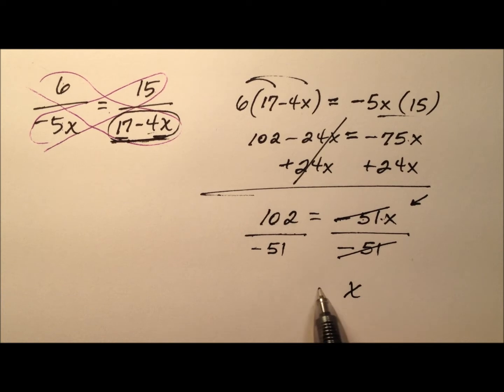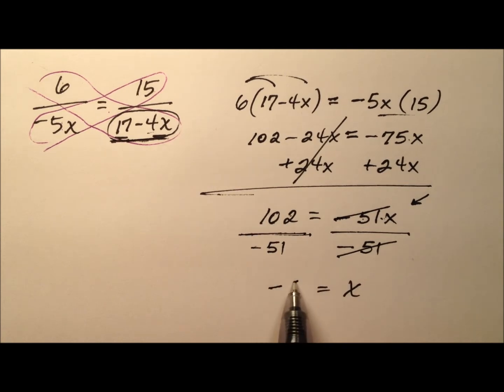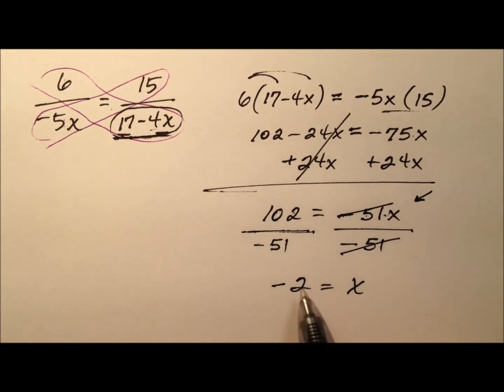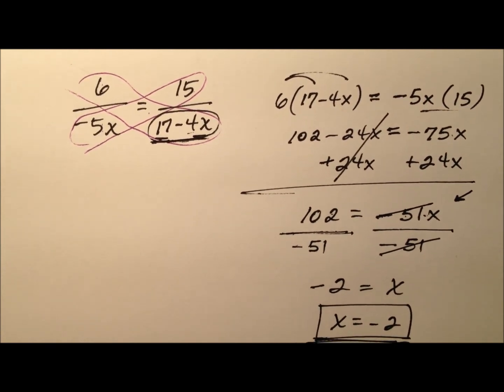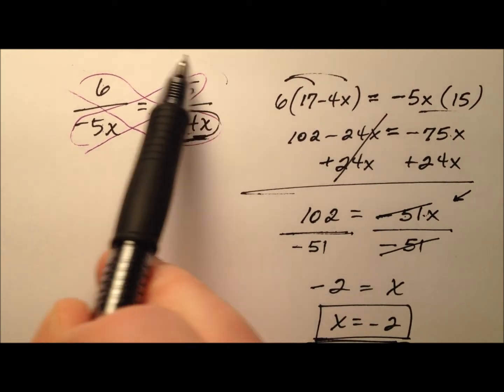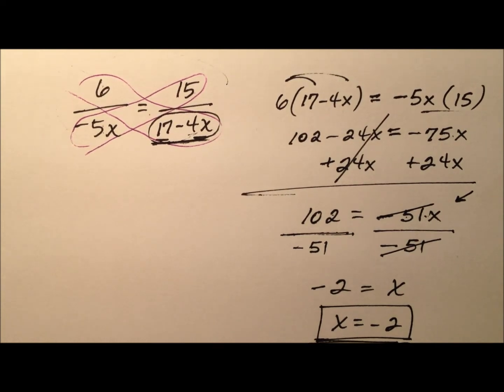Those guys will cancel, and so x is by itself on the right, and 102 divided by negative 51 is negative 2. Or we could say, in fact, x equals negative 2, just by using that symmetric property of equality and switching those two guys around. So we're saying that the value that makes this true for x is going to be negative 2. Well, let's go ahead and plug it in and see if it works.